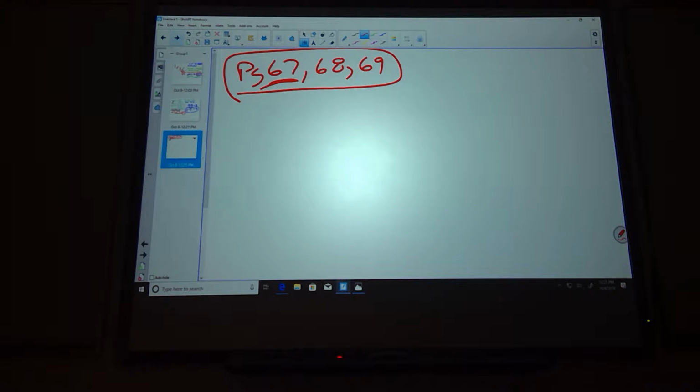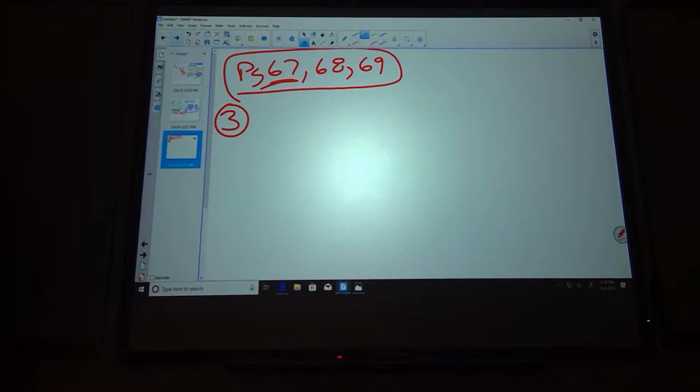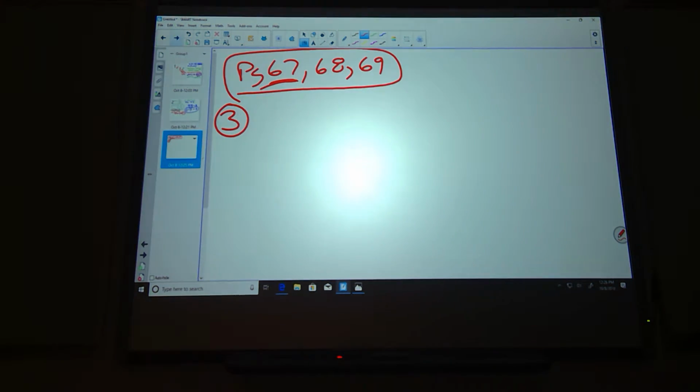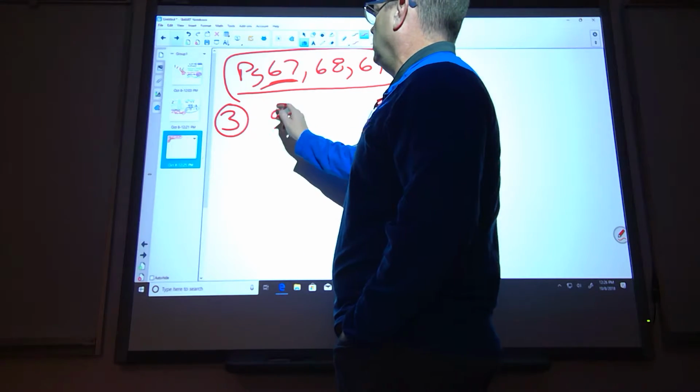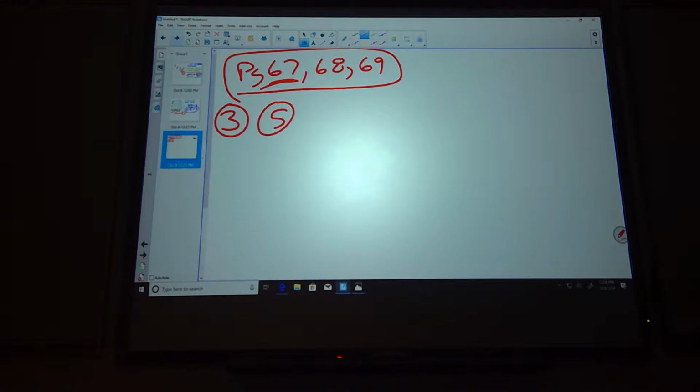And again, if you didn't bring yours, yeah. Number 3. So far I've heard number 3 from page 67. Is that okay? Is there any other problems from page 67 you would like to take a look at? 5? Okay. So far from page 67, I heard 3 and 5 are requested. What else might be requested?